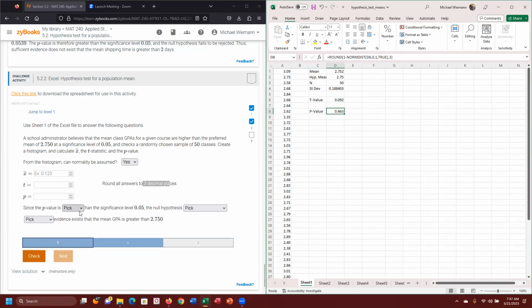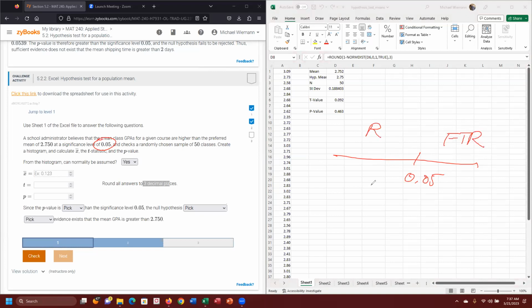All right, last piece of this, we need to determine whether we reject or fail to reject the null hypothesis. So I'm going to do a line here again. Level of significance is 0.05. And as we've talked about previously, anything greater than the p-value, we fail to reject the null hypothesis.